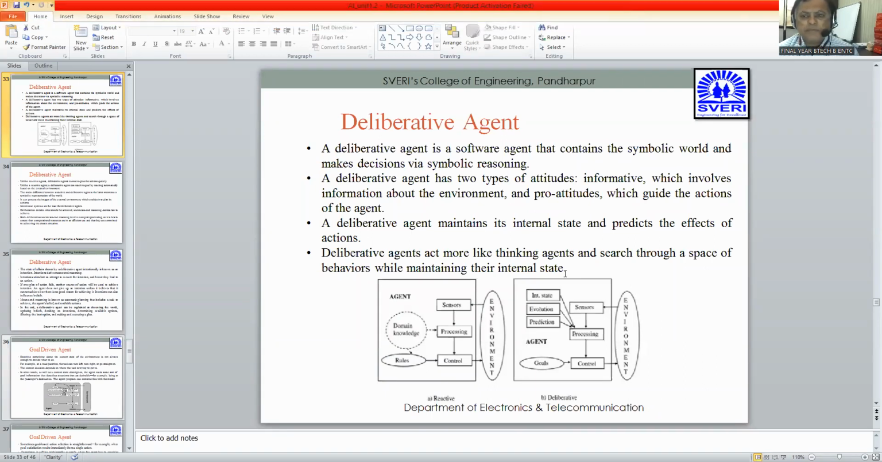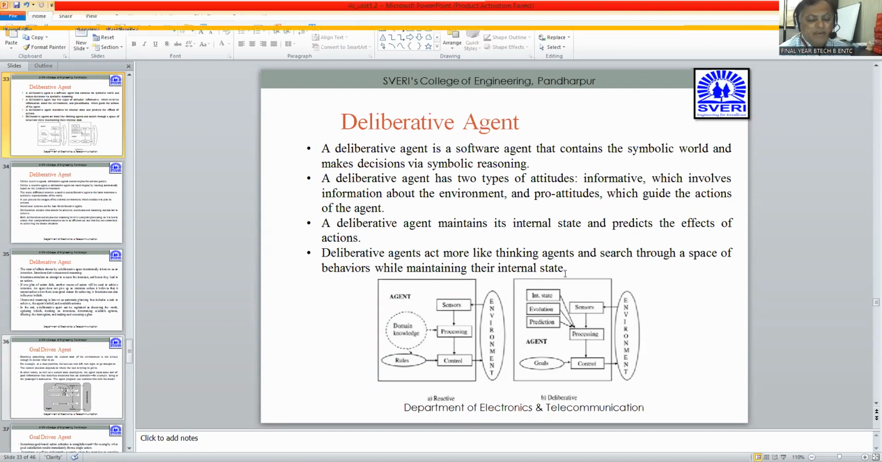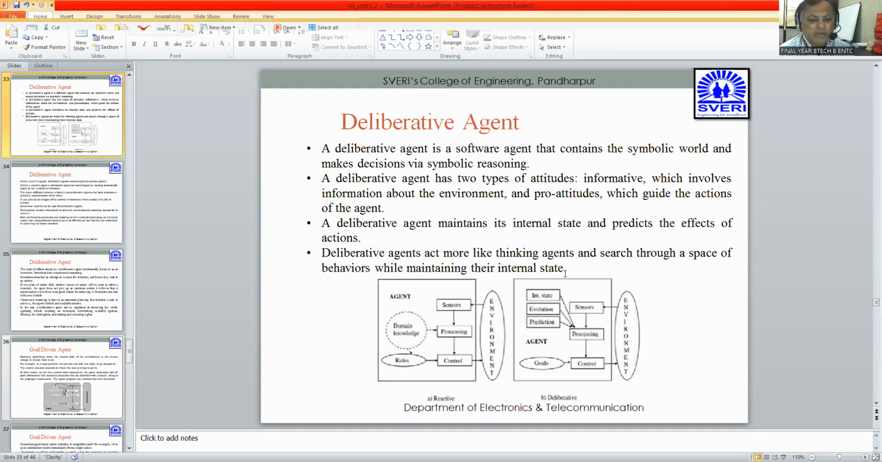Now what is the difference between the reactive agent and the deliberative agent? As far as the deliberative agent is concerned, you have sensors, processing, control exactly the same way as reactive agents, but the processing is where decisions are actually made, because it has domain knowledge.